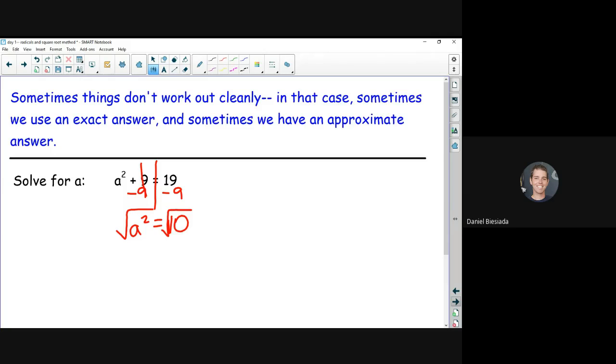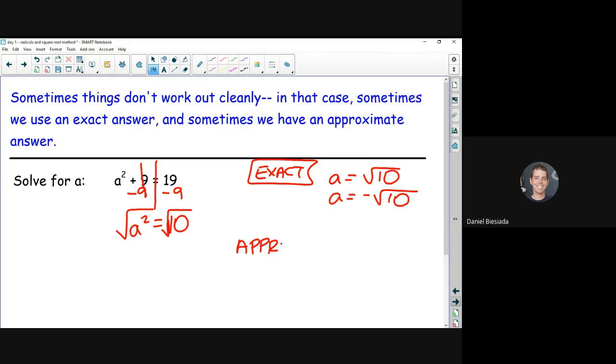Okay. So when I say an exact answer, what that means is you are just going to leave that answer as is, and you're going to tell me that a is the square root of 10, or a is the negative square root of 10. You're not going to give me a decimal, you're just going to leave it as the square root of 10. We don't know what the square root of 10 is, but whatever it happens to be, that's the correct answer. And that's called exact.